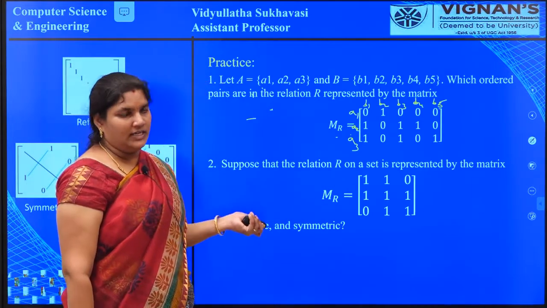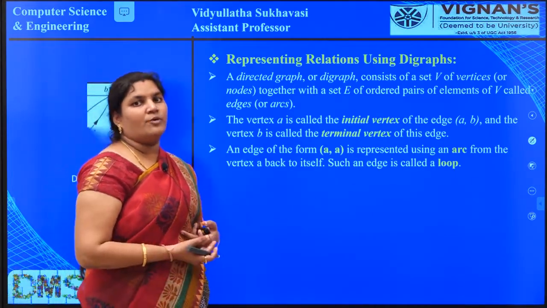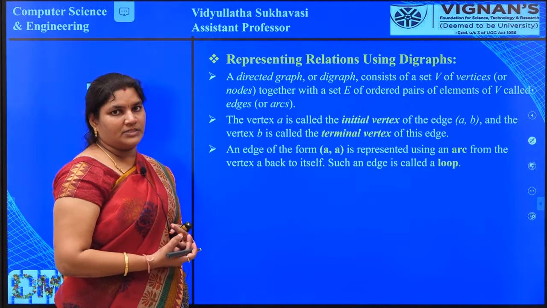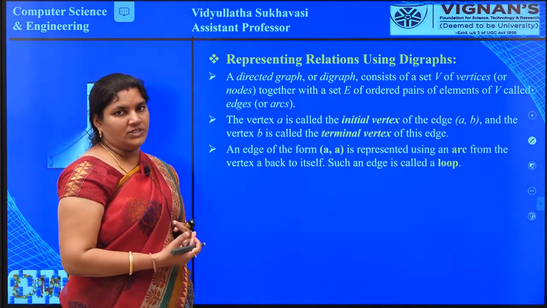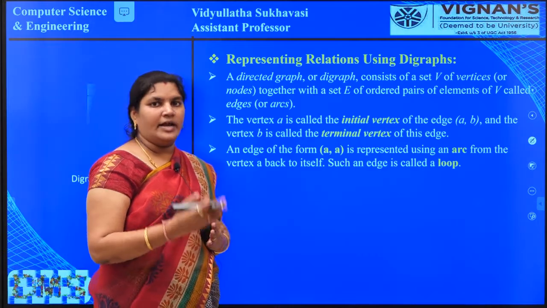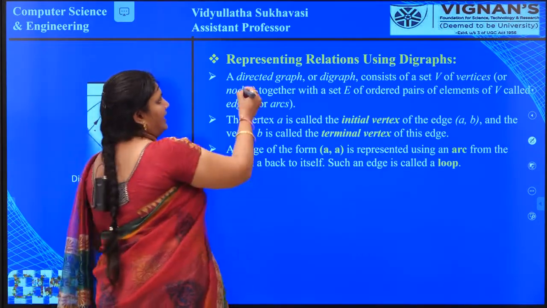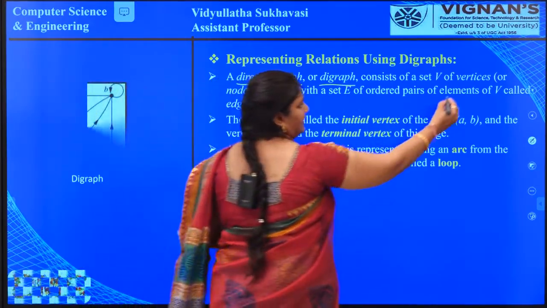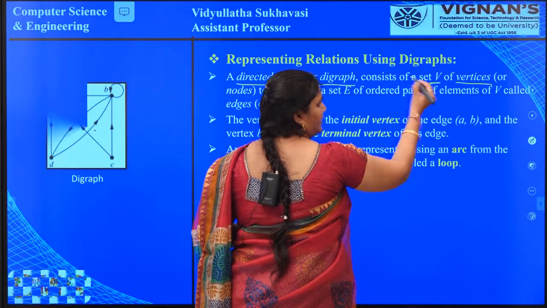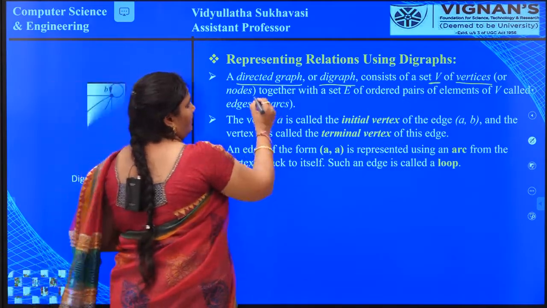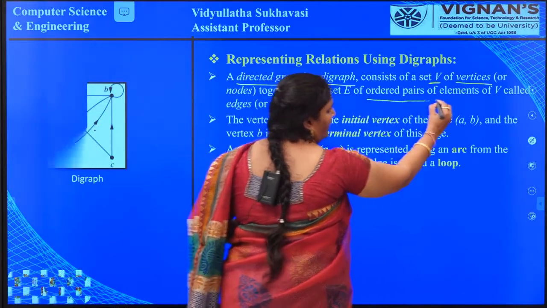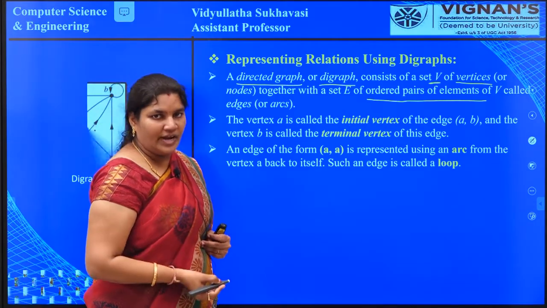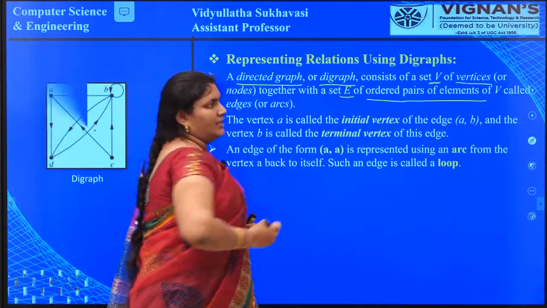Next, we will see the second representation which we use for relations, that is digraphs. How are we going to represent digraphs? With the help of directions, along with vertices and edges. See here, a directed graph, or we can say digraph, consists of vertices. Those vertices are represented with the letter V, and along with that we represent the ordered pairs of elements. Those ordered pairs are represented with the help of edges, that is represented with E.